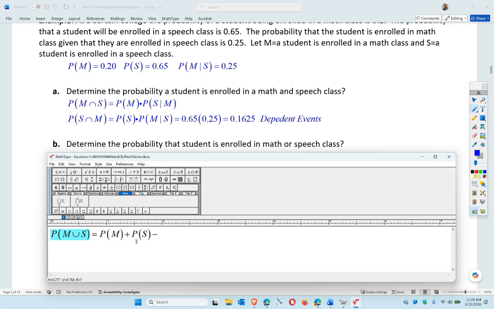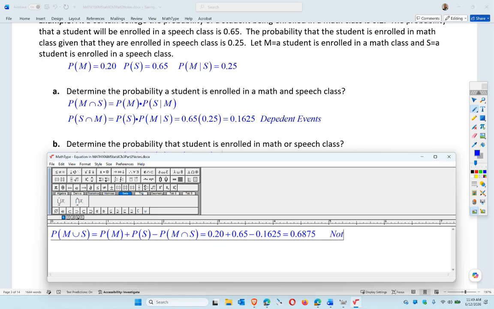We'll just take this over to here, copy, paste, and do the and. So format, color, blue. Math was 20%, and speech was 65%, and both, which we already proved up here, either M and S or S and M, is going to be 0.1625. So if I add that up and subtract, that'd be 0.85 minus 0.1625, which would be 0.6875. So what does this mean?